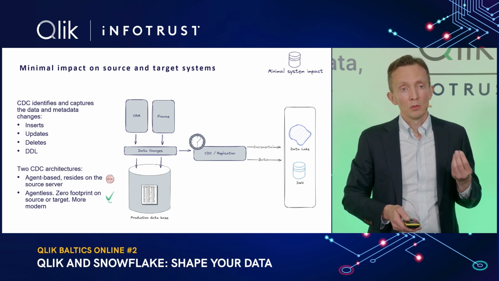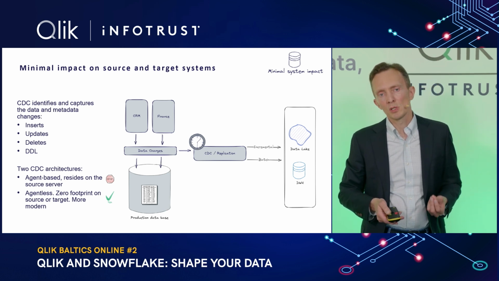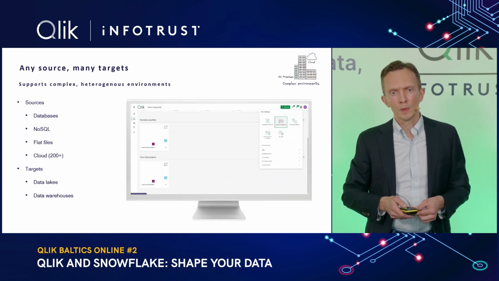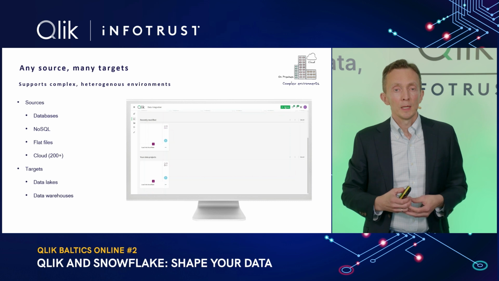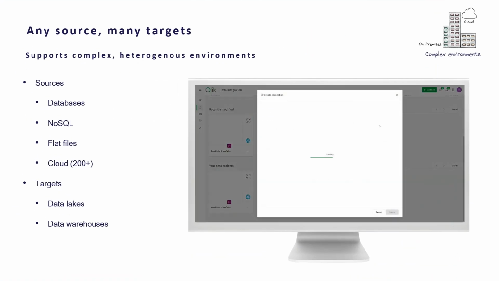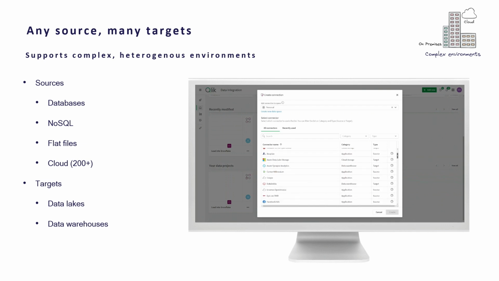And so this is how this minimal impact on the systems is achieved to have this real-time data delivery. And it's important to have a heterogeneous environment, to have access to as many data sources as possible. So here in the demo, within the Qlik Cloud tenant, we switch from analytics to Qlik Cloud Data Integration, and we can choose any of basically 200 sources.